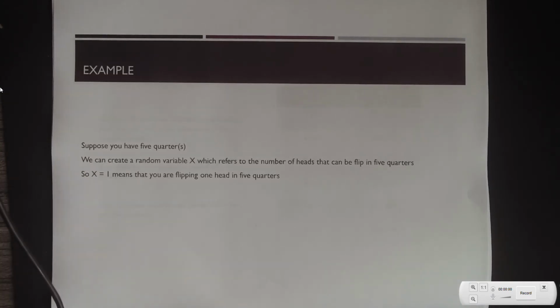Example, suppose you have 5 quarters. We can create a random variable x which refers to the number of heads that can be flipped in 5 quarters. So x equals 1 means that you are flipping 1 head in 5 quarters. So what we're going to do is create what's called a probability distribution. Essentially, it's all the possibilities in a particular variable set. So, for instance, we just said x equals 1 means you're flipping 1 head in 5 quarters.